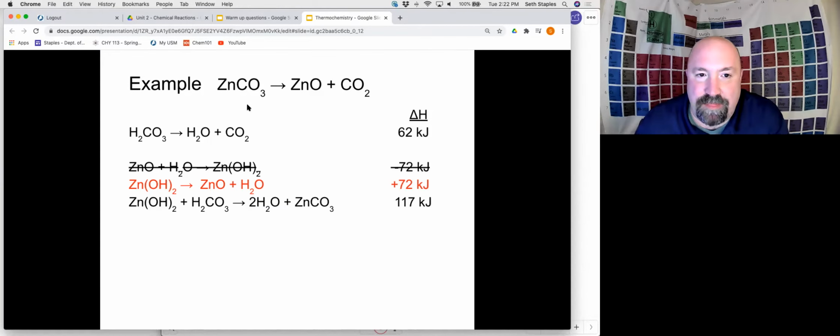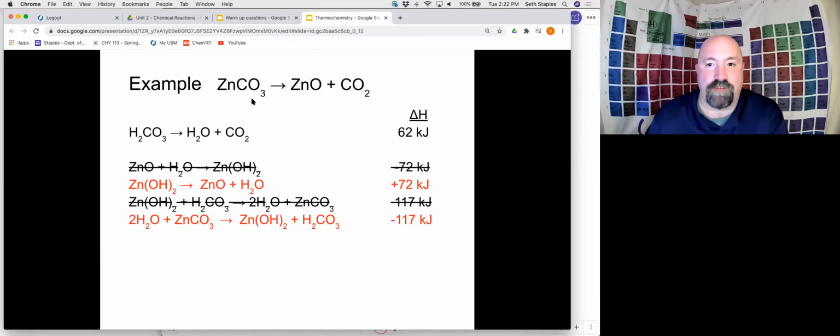Next, I look at my third equation, and I can see that zinc carbonate is a product, but I do need it as a reactant. So same thing, I'm going to flip that equation. When I do so, I'm going to reverse the sign of my enthalpy. And so now I've at least got my major products and reactants where I need them to be. I also have in my top equation CO2 as a product, and I have it as a product here. So it doesn't look yet like I have to do anything there.